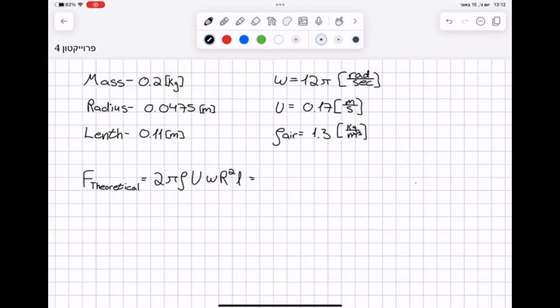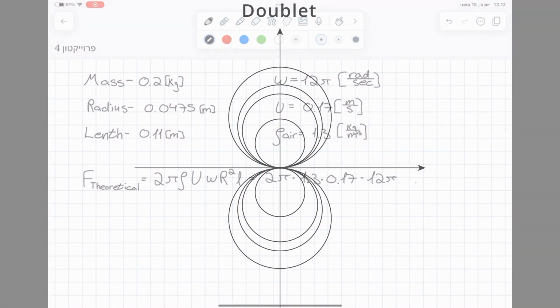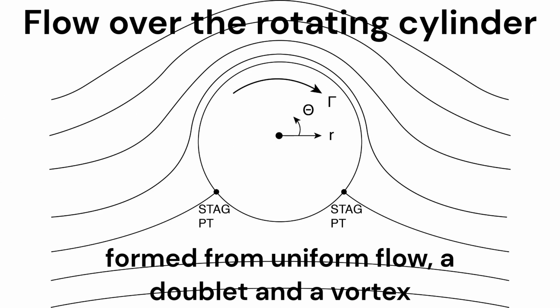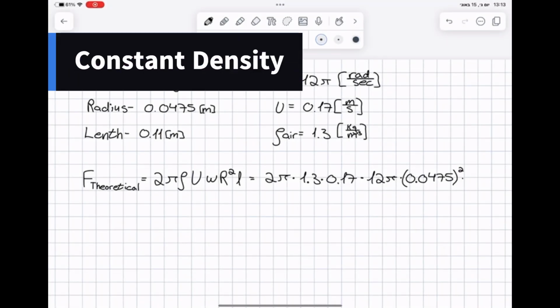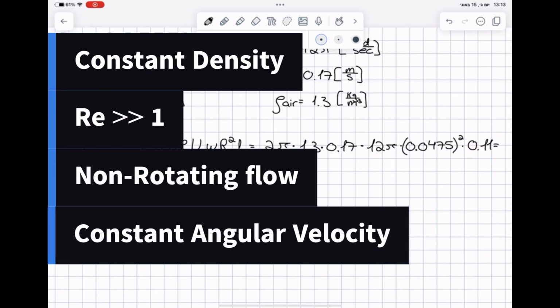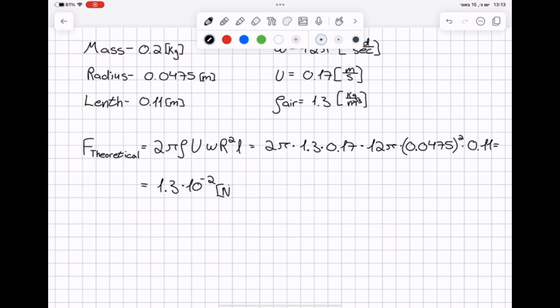In order to calculate the theoretical value of the force that was created by the Magnus effect, we approximated and analyzed the flow around a cylinder using a combination of several idealized flow patterns, including a doublet, a steady flow, and a rotating flow. In addition, we assumed constant density, a large Reynolds number, non-rotating flow, and constant angular speed of the cylinder. With these in mind, we were able to calculate the theoretical force using the following equation.